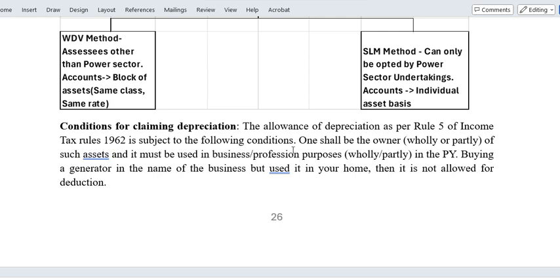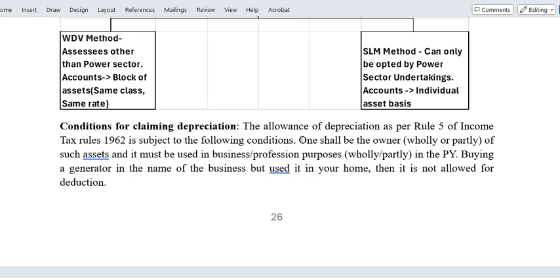So for claiming depreciation, one shall be the owner of the asset. Then only he can claim depreciation. If something is not his own, or he is not the owner of the asset, how can he claim the depreciation? It's not possible. So he shall be the owner wholly or partly. He can be a partial owner also, or he can own the asset fully.